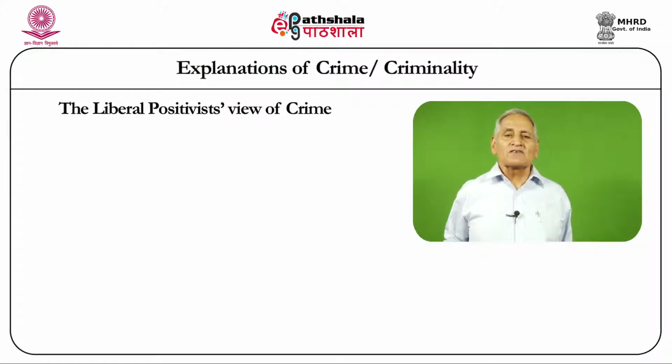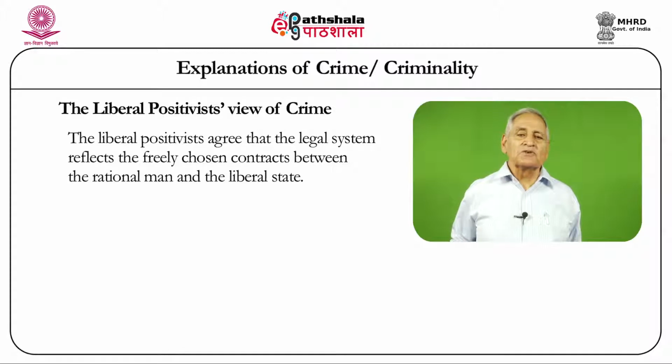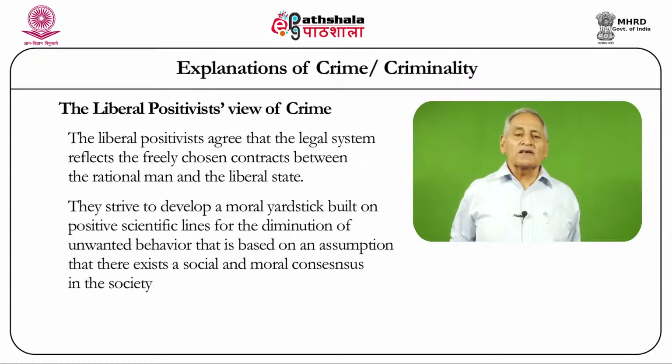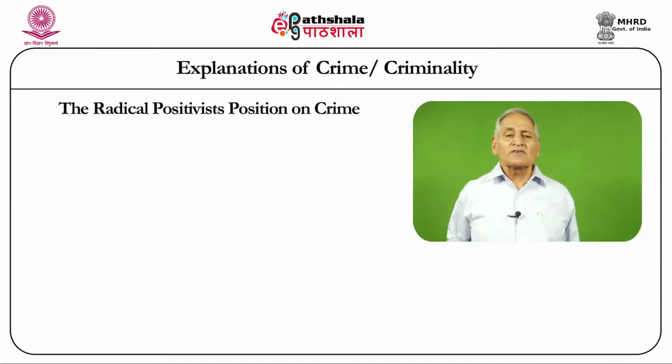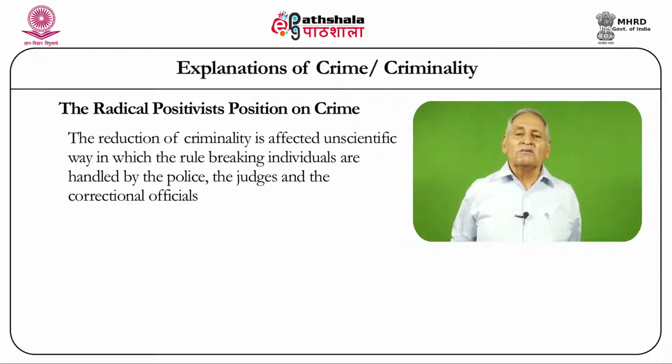Now, the positivist thinking about crime and criminality is divided into two categories. One, that of liberal positivist view of crime. The liberal positivists agree that the legal system reflects the freely chosen contracts between rational man and liberal state. They strive to develop a moral yardstick built on positive scientific lines for the diminution of unwanted behavior that is based on assumptions that there exists a social and moral consensus in the society. The radical positivists, on the contrary, say that reduction of criminality is affected by the unscientific way in which the rule breaking individuals are handled by the police, the judges and the correctional officials.